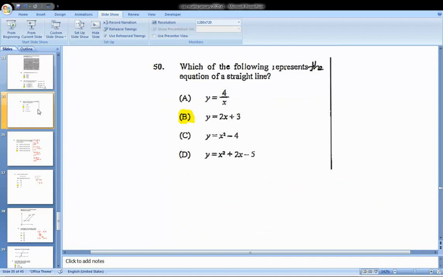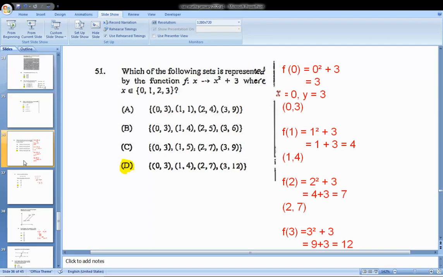to 50. It says, which of the following represents the equation of a straight line? Now we know the equation of a straight line is y equals mx plus c. So looking at our answer, y would equal 2x plus 3 according to the formula for the equation of a line. Let's move on to 51.